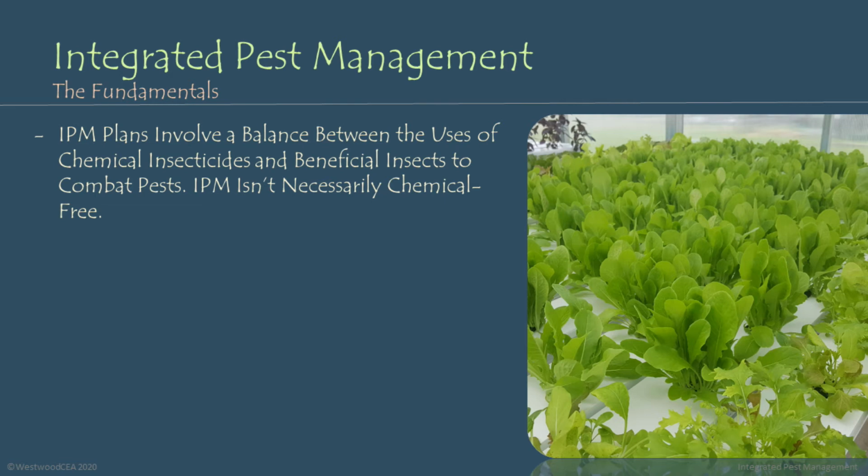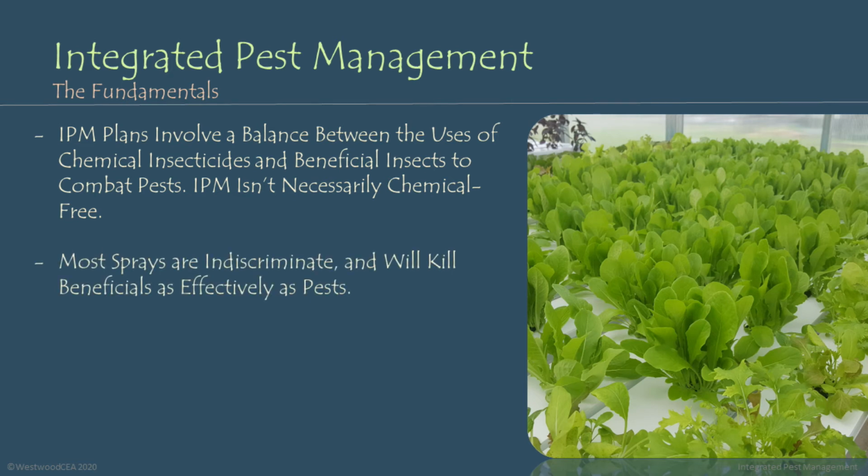Integrated pest management does not necessarily mean chemical-free, and there are a lot of people that get hung up on this and they think, because I'm using beneficials in my growing environment, I automatically can't use any chemical sprays. And that's not the case, and we're going to look at some chemical sprays that we commonly use inside of our growing environments. The important thing to keep in mind is that if you're going to use a spray, it needs to be used in a targeted manner to address a pest problem in a specific location. This is because most sprays are indiscriminate and will kill your beneficials just as effectively as they kill the pests.